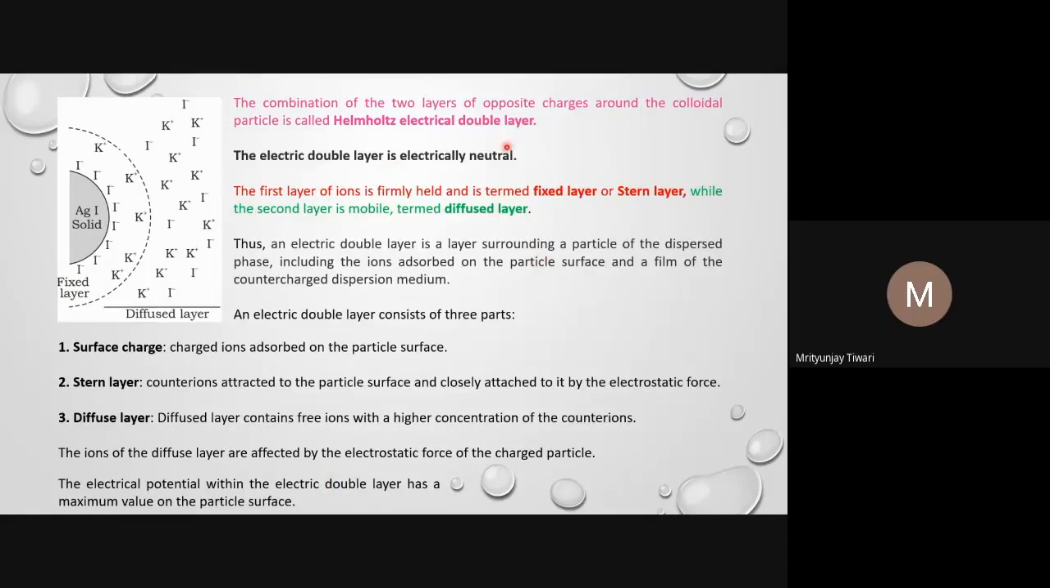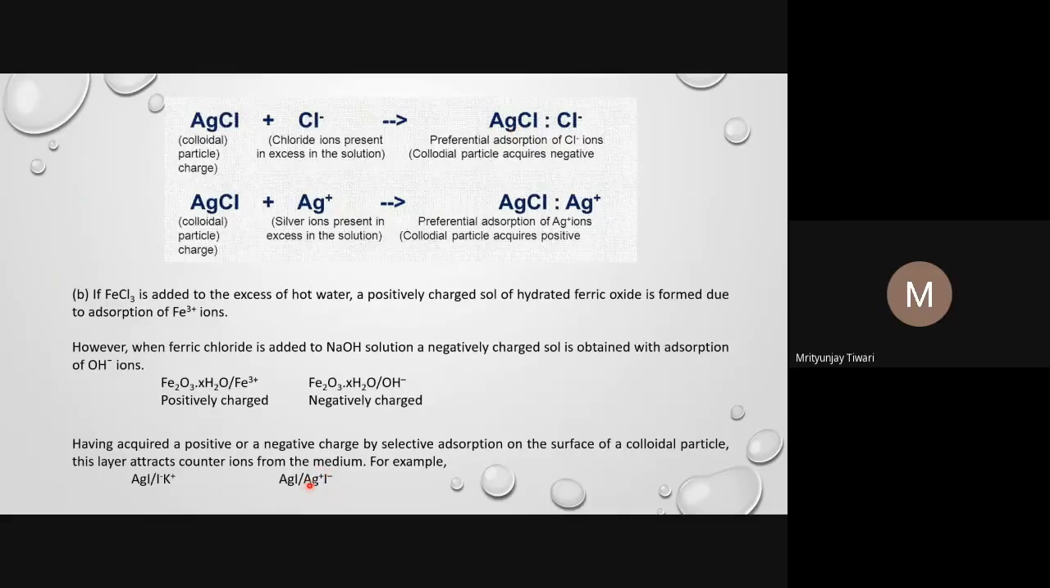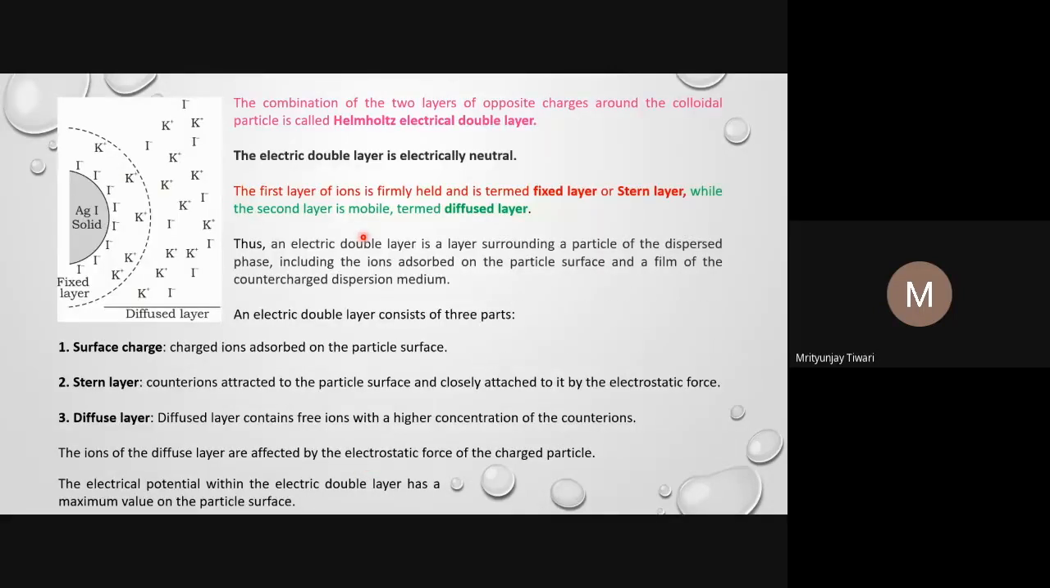Thus the combination of two layers of opposite charges around the colloidal particle is called the Helmholtz electrical double layer. So we see the formation of two layers, positive and negative, usually called the Helmholtz double layer. Other than Helmholtz, people have also seen many other things. Stern and others have done research, and they say that there are two layers in the electrical double layer formation. Suppose this is the colloidal particle of AgI, it adsorbs iodide I- ions at the surface.